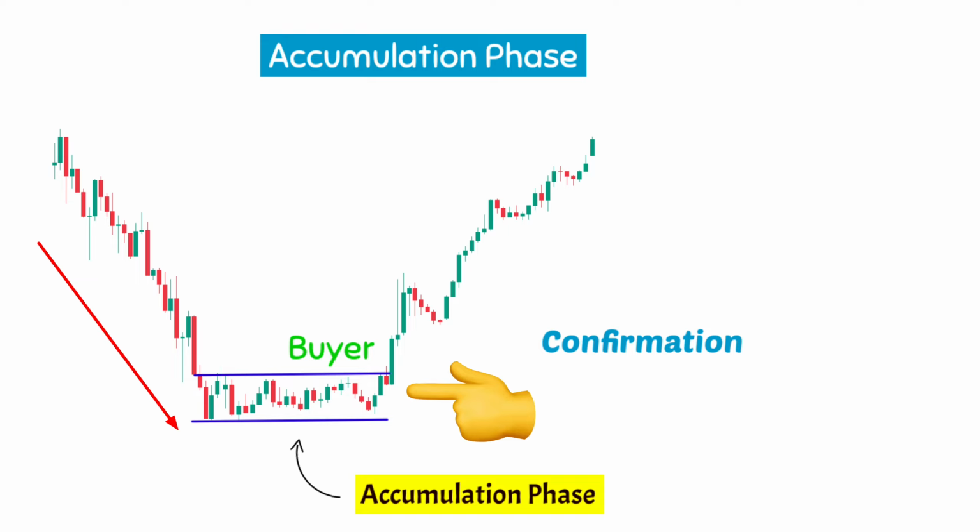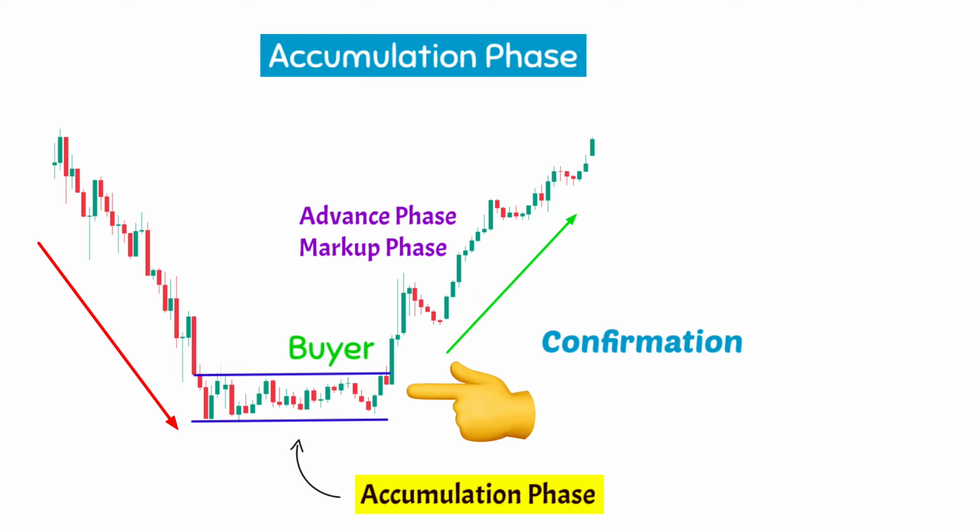Now, when the market starts moving upward after accumulation, that movement is called the advance phase. Some traders also call it the markup phase, but advance phase is usually easier to remember. In simple words, the bullish trend that starts after accumulation is known as the advance phase. During this phase, the market creates higher highs and higher lows, and buyers remain in control.